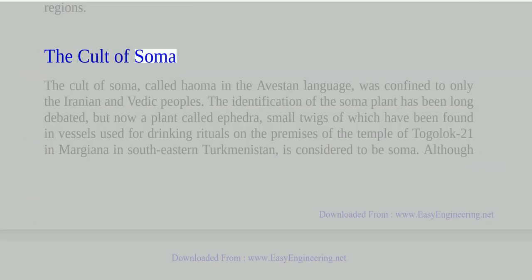The cult of Soma. The cult of Soma, called Hauma in the Avestan language, was confined to only the Iranian and Vedic peoples. The identification of the soma plant has been long debated, but now a plant called ephedra, small twigs of which have been found in vessels used for drinking rituals on the premises of the temple of Togolok 21 in Margiana in southeastern Turkmenistan, is considered to be soma.